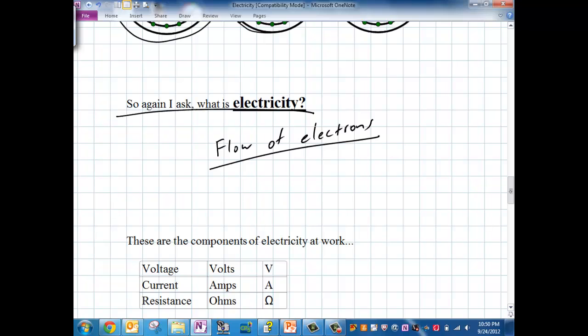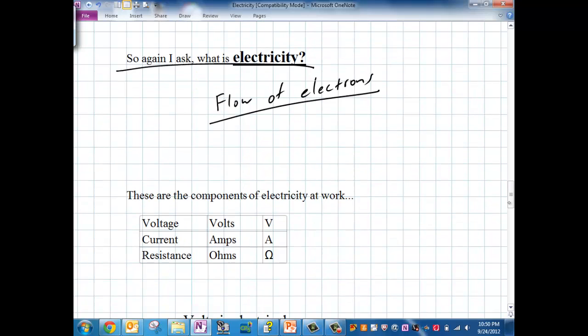So what this all means for us is that we have electrons flowing, doing something to have lights turn on and other things work, motors turn, etc. The components behind working electricity are voltage, current, and resistance. So we have volts, amps, and ohms. Those are our 3 major components here. I want to understand what's going on between all 3 of those.